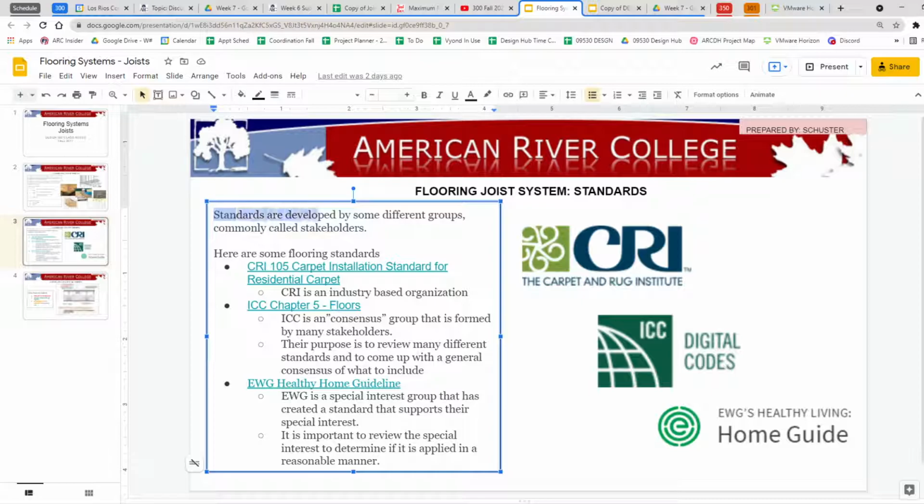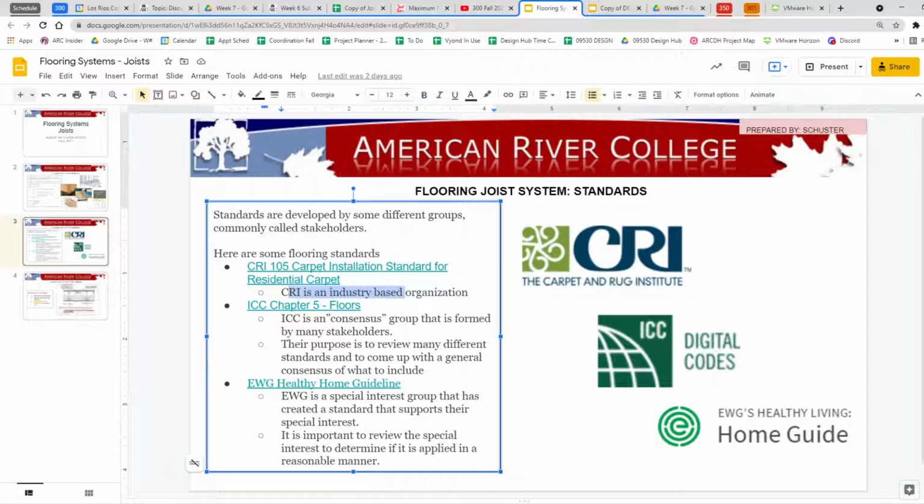standards do get developed by different people in different groups, and those people and those groups are called stakeholders. Who has a stake in the design and in the standard? And there's a bunch of different types of commonly used standards that are well accepted. But again, you have to look at each one and see if that standard is appropriate to your needs. So here are some flooring standards as an example.